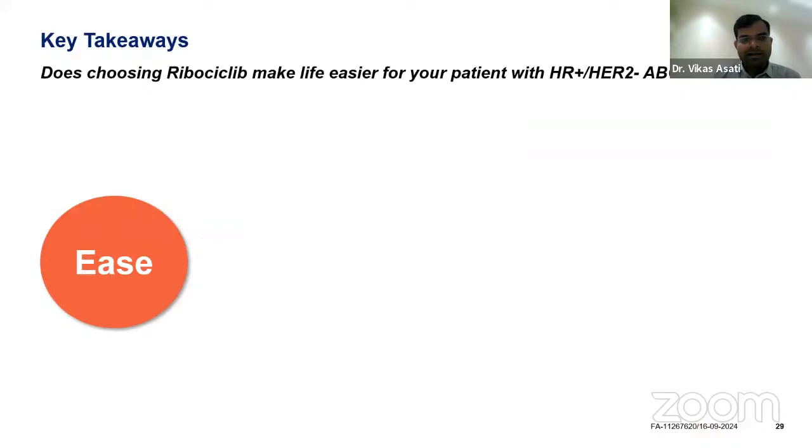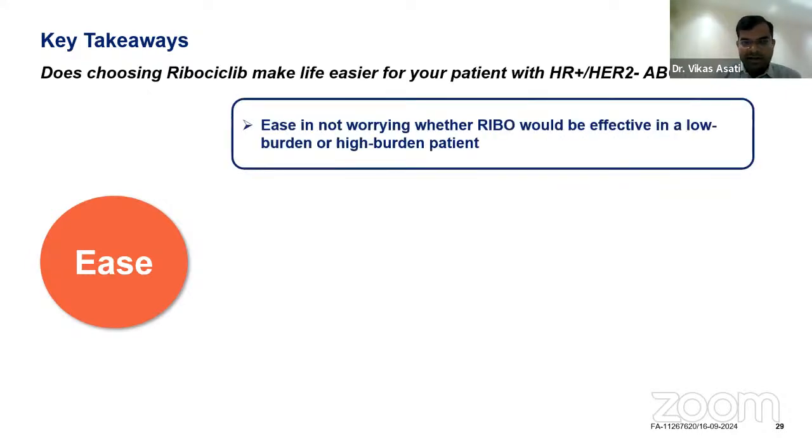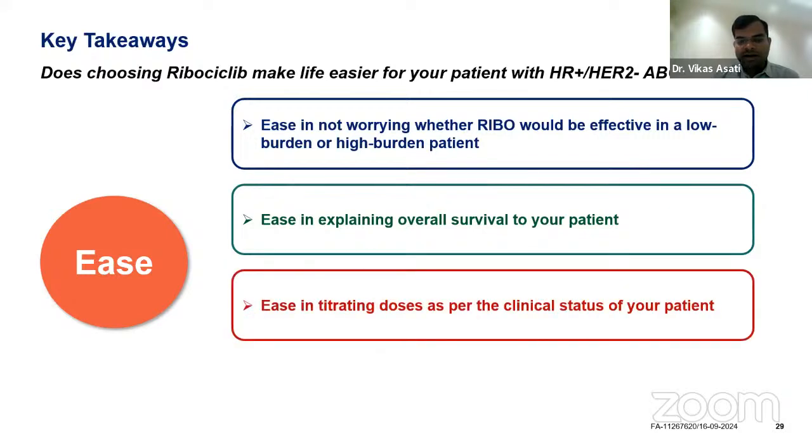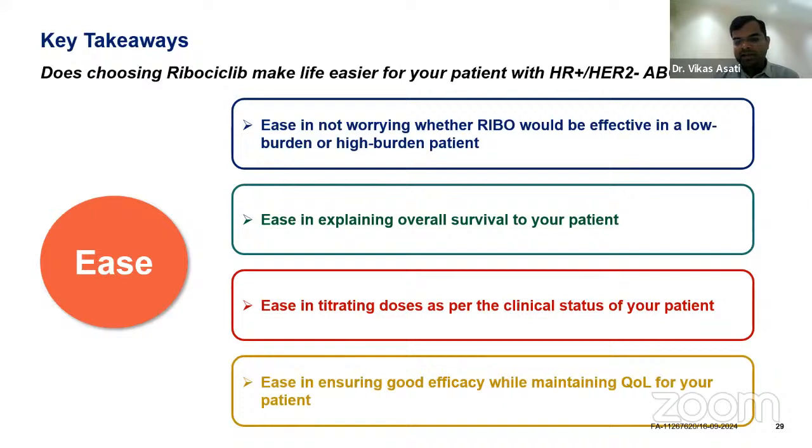So the last slide, the key takeaways: does choosing ribociclib make life easier? I think the answer is yes. There is ease in not worrying about whether ribo would be effective in low burden or high burden patients. There will be ease in explaining overall survival to our patients. There will be ease in titrating dose as per the clinical status of our patients. And there will be ease in ensuring good efficacy while maintaining a good quality of life for our patients.